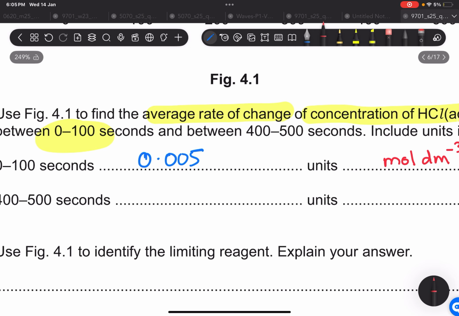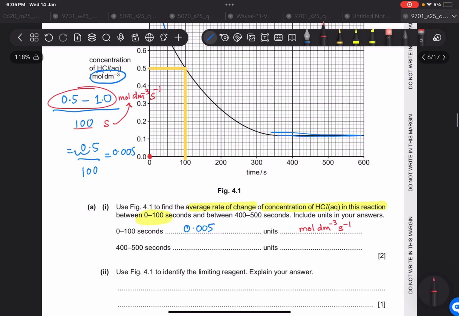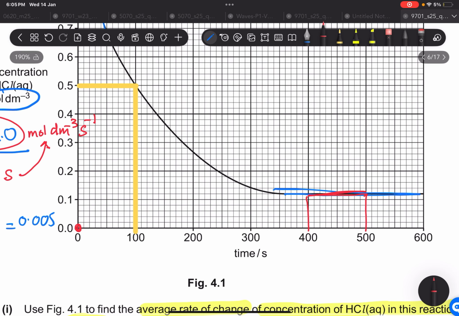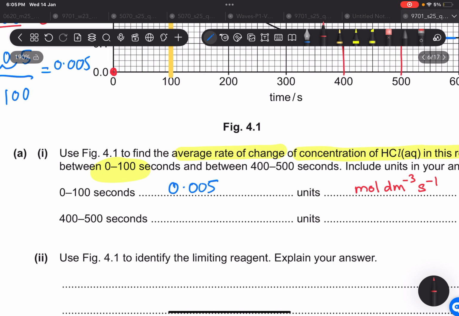And over here as well, from 400 to 500 seconds, you can see it's 0, because it's not changing. It's a flat line. So it's going to be 0 mole per dm cube S-1.